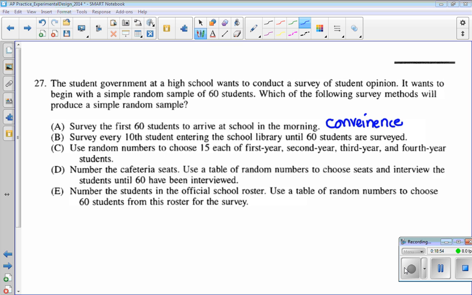Every 10th student entering the library: systematic. And not only that, systematic in itself is not bad. What should we do to make it better? Randomize the starting point. Good. Letter C, use random numbers to choose 15 of each first year, second, third students. Stratified random sample. Still not an SRS, correct?